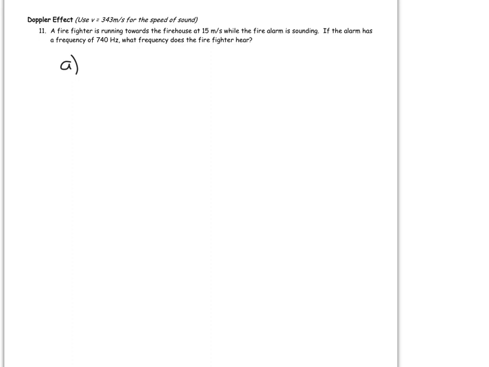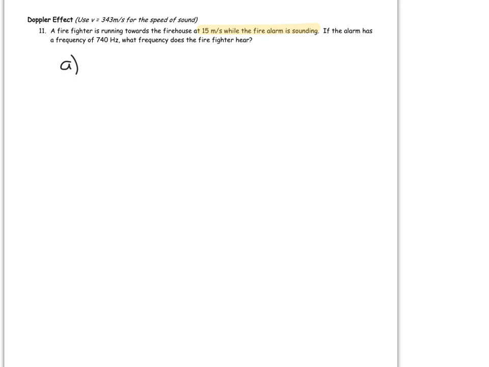All right, for this first problem here, we have a situation where there's a firefighter running towards a firehouse at some speed while the fire alarm is sounding. We know from the Doppler effect that that's going to lead to a change in the frequency heard by the firefighter. So we have the velocity of the firefighter here.